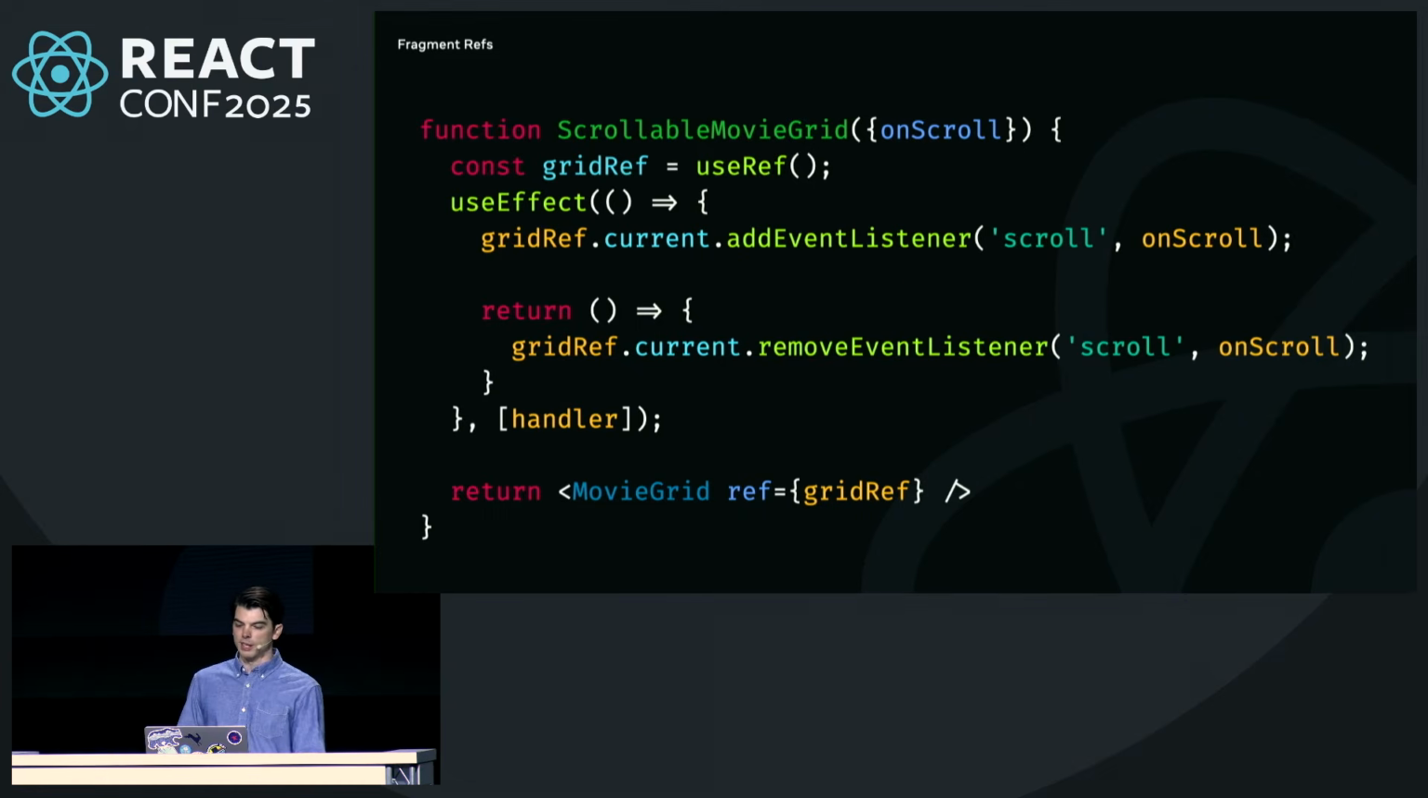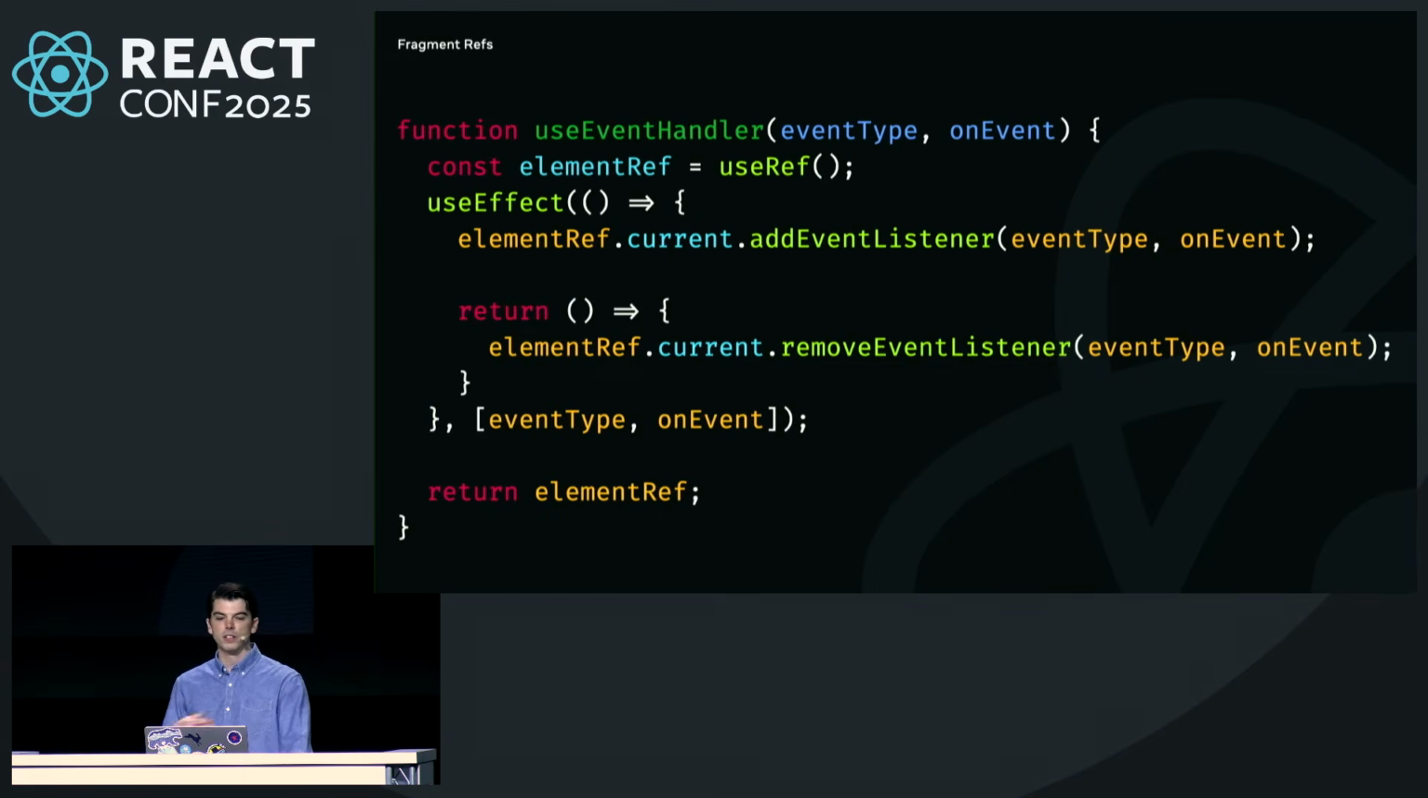So let's take a look at an example. Here we have a scrollable movie grid, which needs some on-scroll behavior. So in fairly typical fashion, we'll create a ref, and then use a useEffect to call addEventListener and removeEventListener, and finally pass that ref down to the movie grid. Now, thanks to hooks, this type of behavior can already be shared amongst components, and many apps are doing this today. So here we've created a custom hook abstraction called useEventHandler, and this returns a ref that you can then pass to any element.